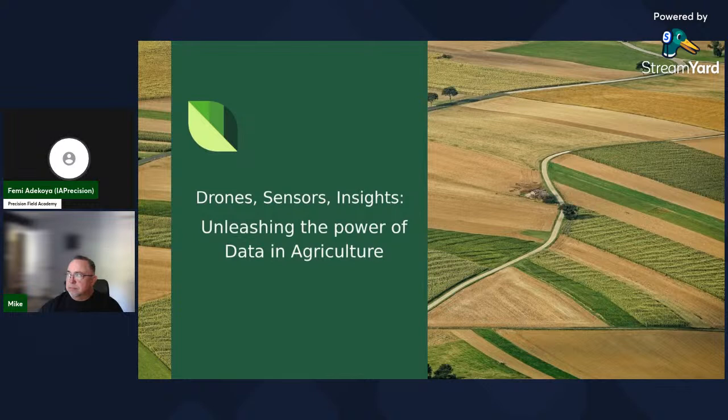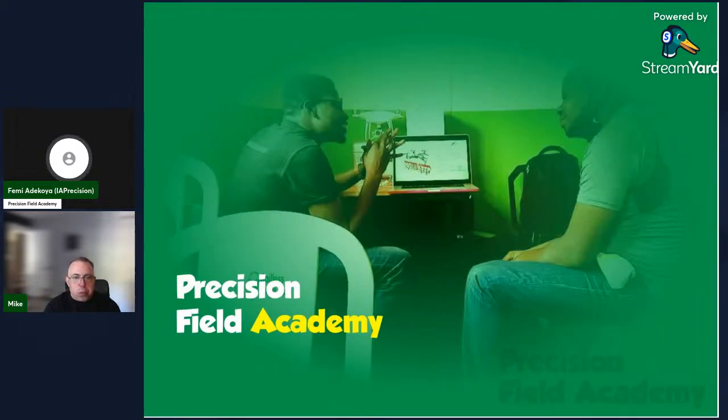This time around, we are learning about drone sensors and insights, and how we can unveil the power of data in agriculture. But before we delve into the matter for today, let me introduce Vegetation Field Academy and what we're doing already. It's to get you engaged and build your capacity for the future of agriculture. So smart technologies in agriculture, that's what we do with Agriculture 4.0.